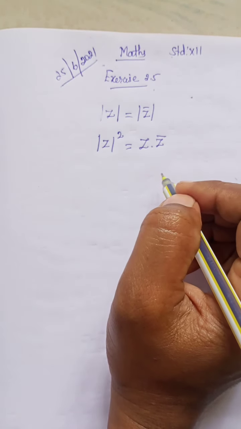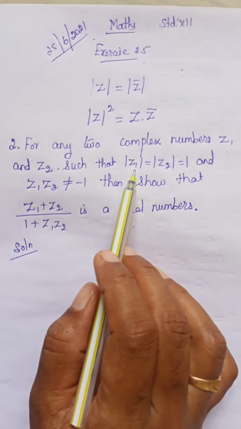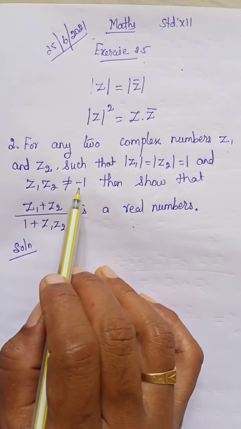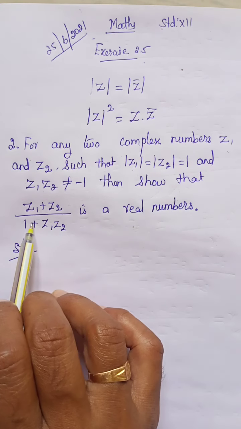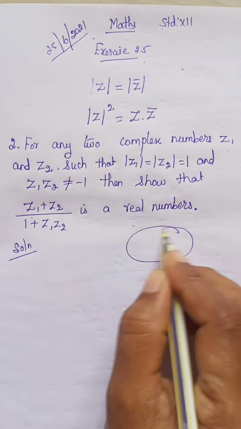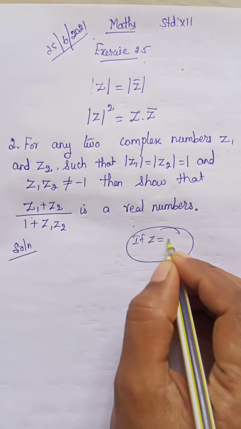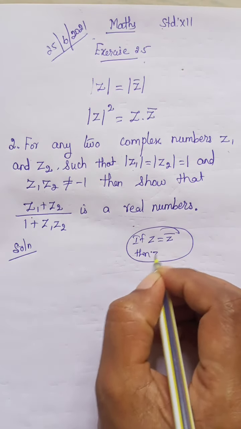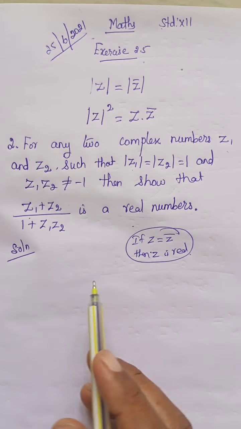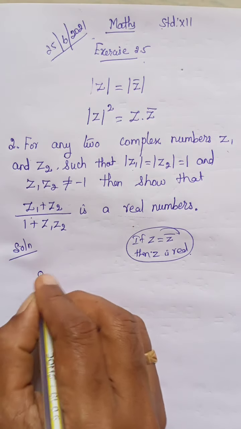In exercise 2.5, the second problem we did not complete. For any two complex numbers z1 and z2 such that modulus z1 equal to modulus z2 equal to 1 and z1 into z2 not equal to minus 1, show that this is a real number. For a real number, we know the condition: if z is equal to z bar, then z is real. Before going to that, we will take the given.